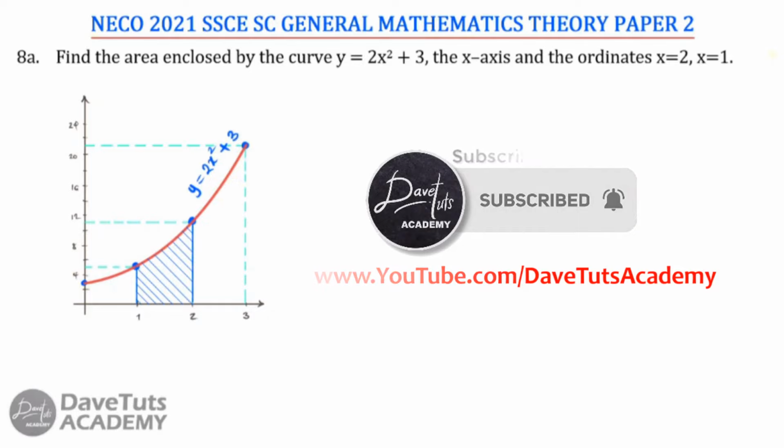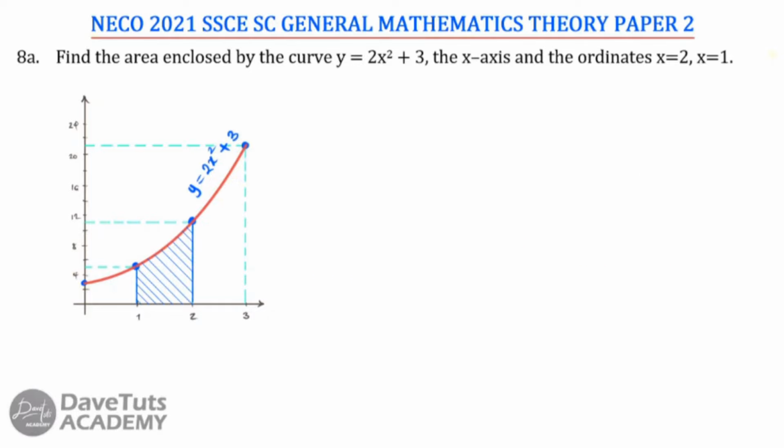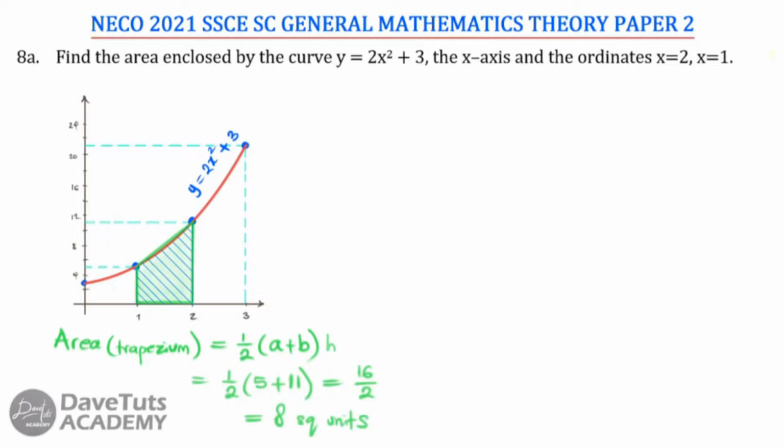So what we are being asked to get inherently is the area that is enclosed by this curve in red, the x-axis at the horizontal, and then the ordinates when x is 2 and when x is 1. So the shaded region here is the area that we are asked to get. Now, if you look at that region critically, you will discover that this is nothing but approximately the area of a trapezium, which you can find as half multiplied by the sum of the parallel sides.